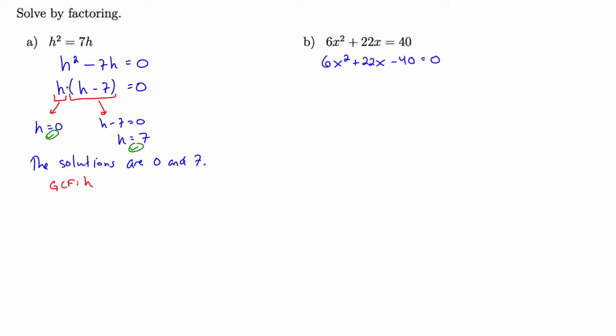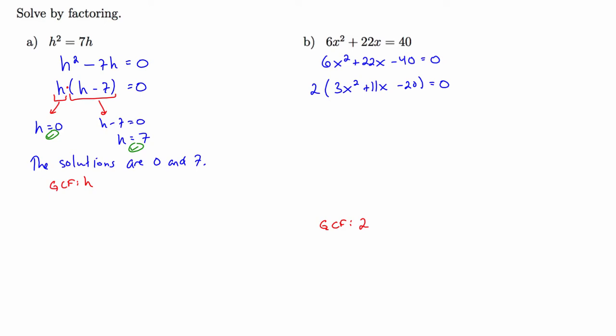The first step of factoring will be to find the greatest common factor. 6x squared, 22x, and a negative 40, all of those coefficients are divisible by 2, so 2 is a common factor here. We'll factor the 2 out, and it will leave us with 3x squared plus 11x minus 20 equals 0.